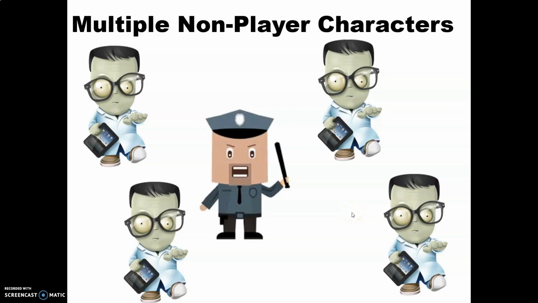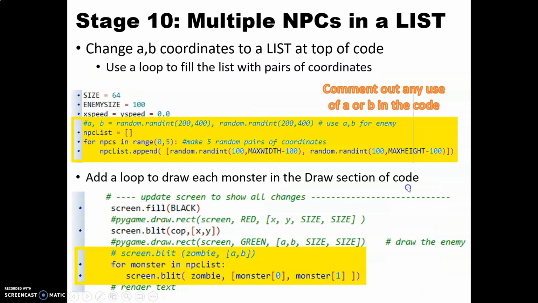In this tutorial, we will move beyond a single non-player character and have a list of enemies that we will look through to give better action. To do this, we are going to first of all set up a list of random non-player characters, or NPCs, and we will then draw them to the screen. We have previously used A and B for our enemy coordinates, and we're going to change these to using a list of coordinates instead.